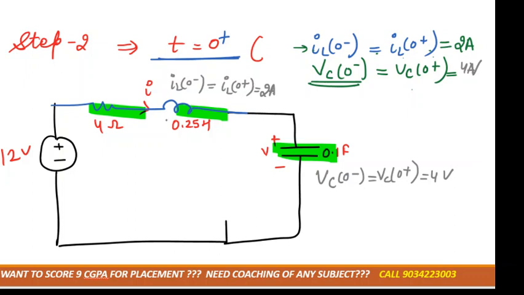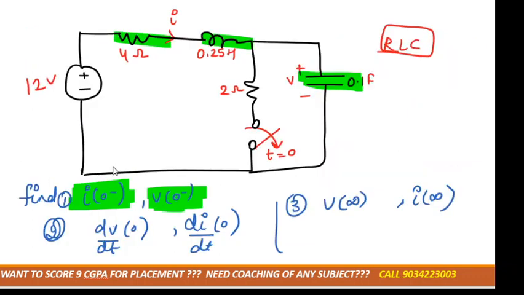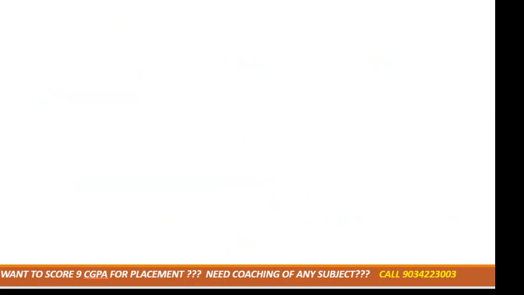Now if we want to calculate, see in the question what we need to calculate, dV by dt, right? And you know the formula, IC is equal to how much? What is the formula for the current across a capacitor?